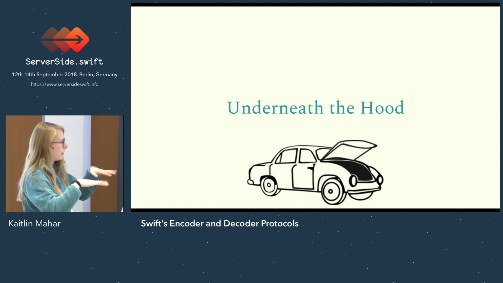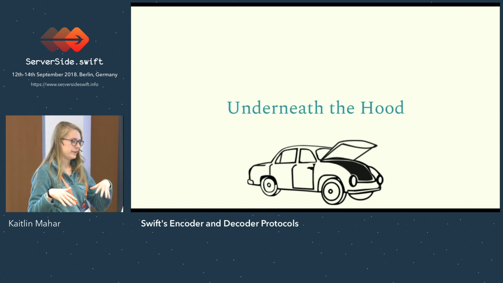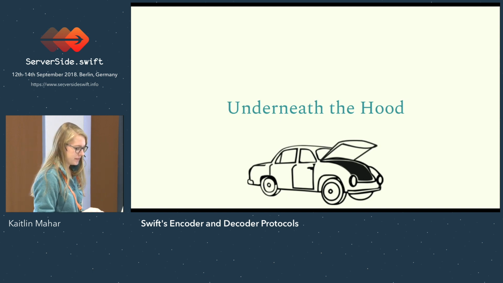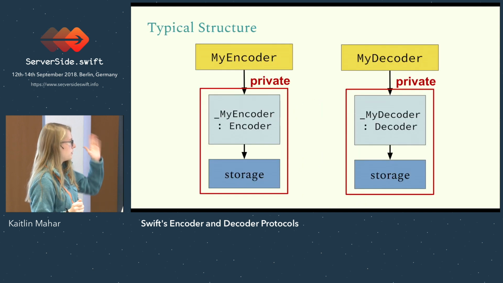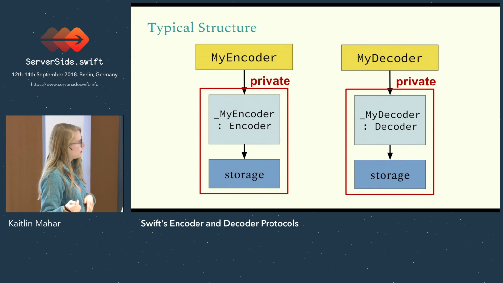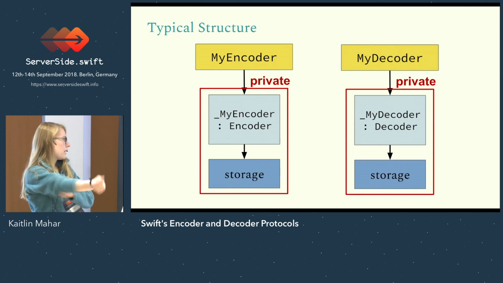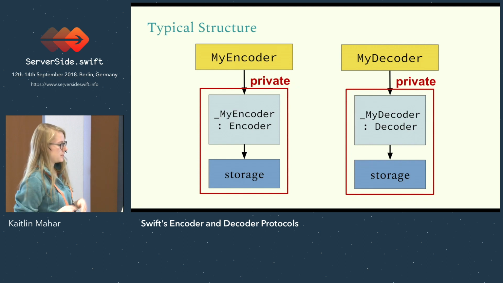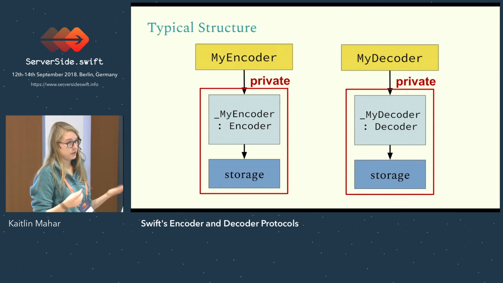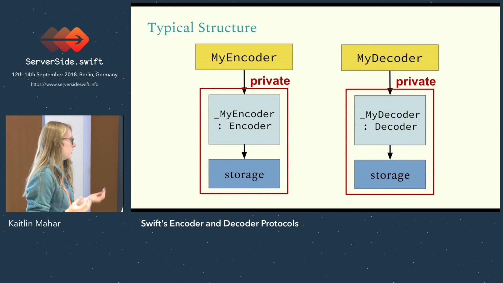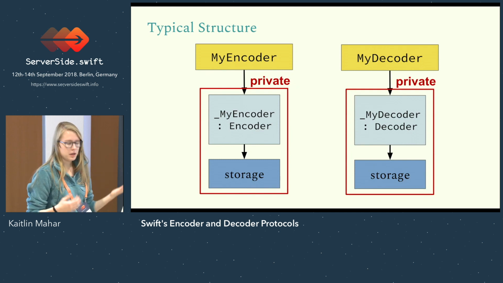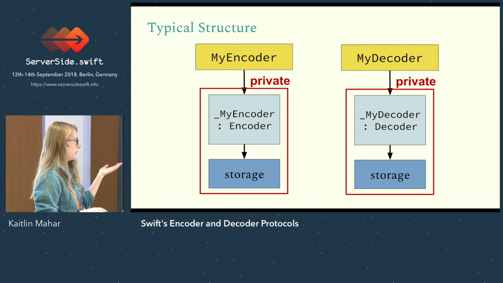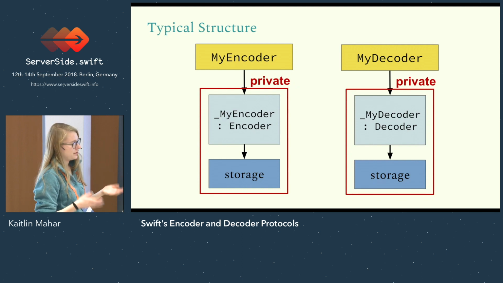So now let's go down a layer and talk about what's going on underneath the hood inside encoders and decoders. As I mentioned, the architecture is usually that you have this private implementation of the encoder-decoder. And then usually that also points to some kind of storage, because you need a place to keep values while you're in the middle of doing things. So that storage could potentially be within your encoder-decoder itself. But this is the pattern that Apple has followed and that I have followed.